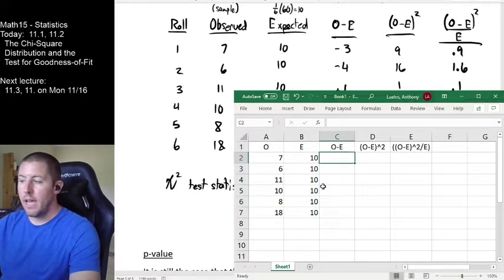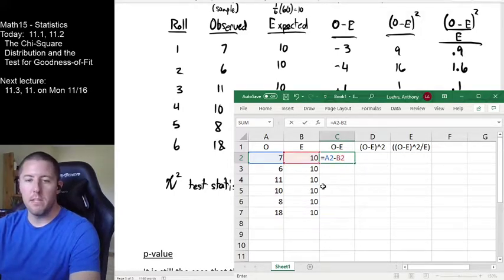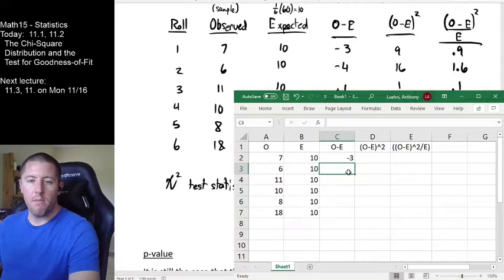O minus E, I can now just subtract the first column from the second column. So here I'm going to say is equal to, well, in this case, what's in cell A2 minus what's in cell B2. So I'm doing A2 minus B2 to get what's in cell A2 minus what's in cell B2. Equal sign in front because we're doing a computation. I'll hit enter, and that'll show us that same result: we're off by 3, we're 3 below what we expected.